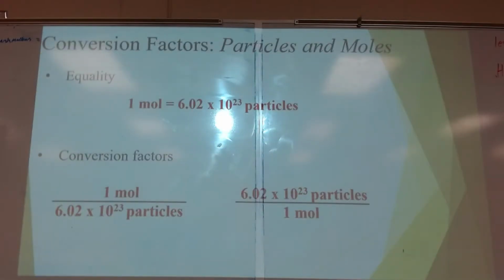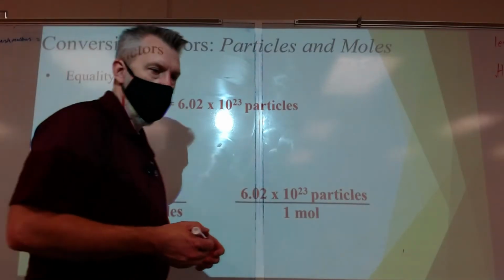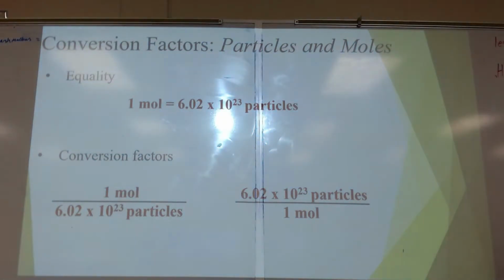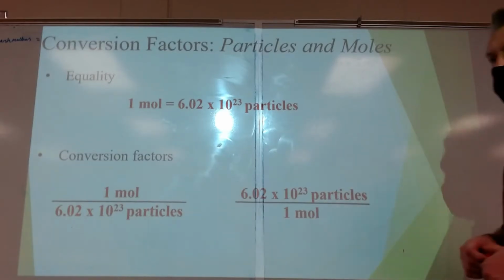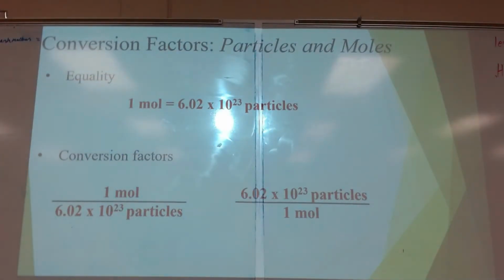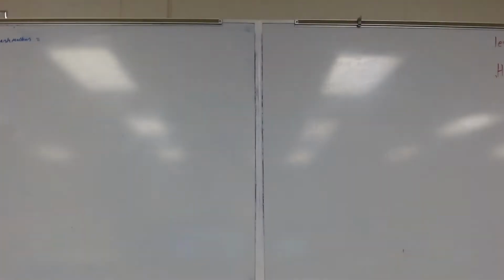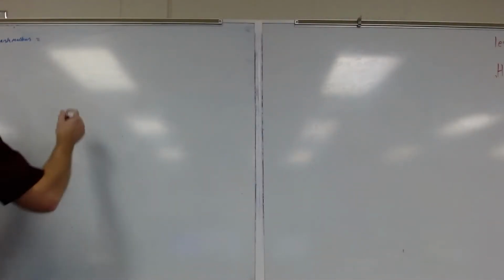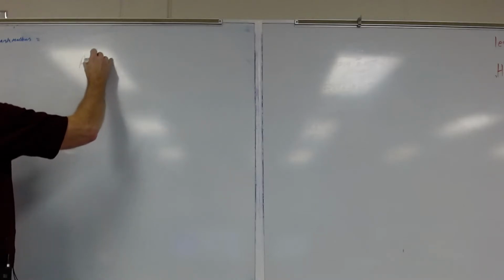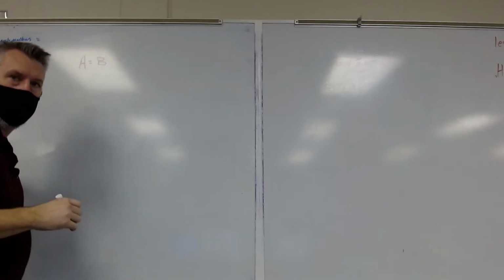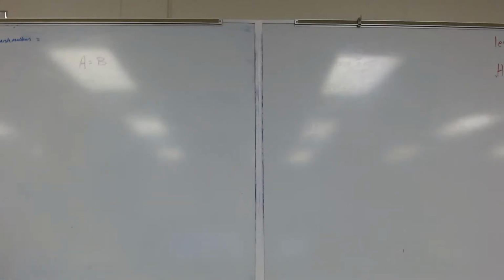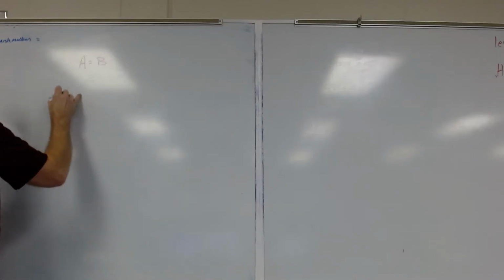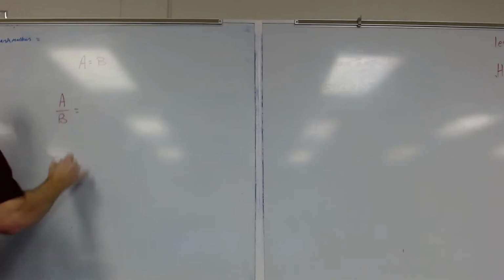All right. We've done this. We're going to go back to, if you remember our dimensional analysis, one of the things we had to work with was equalities. Let's go back to our algebra days. If I tell you that A equals B, and I give you that as a definition, then A divided by B equals what? 1.